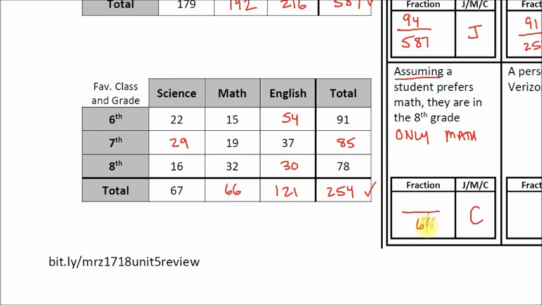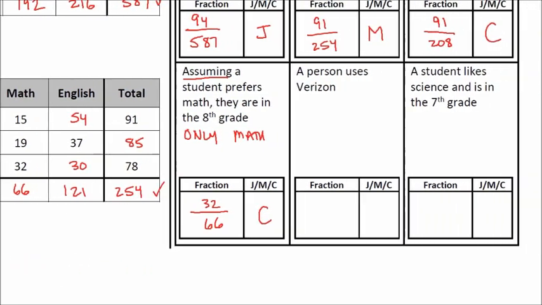Because I'm only concerned about the people who prefer math. And then in that row, or that column, we're going to look at how many are in the 8th grade. And that's 32. So in this case, conditional, you see it doesn't use the grand total. It uses whatever we're assuming that person or that item belongs to.